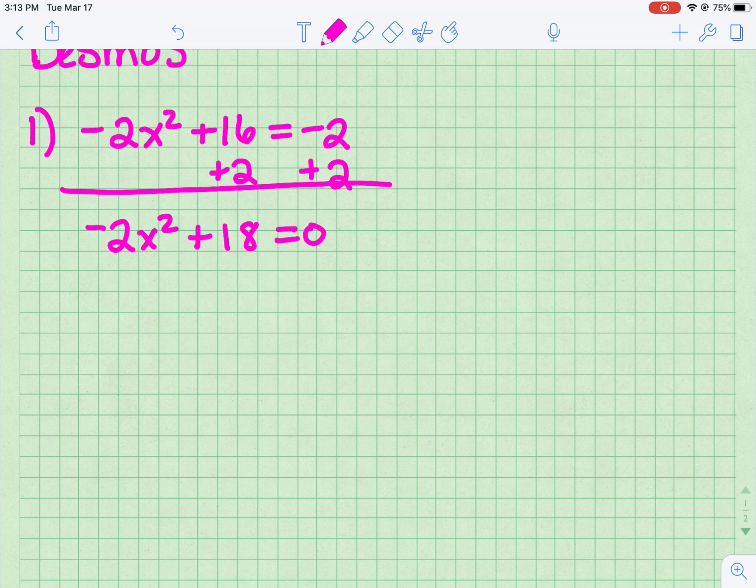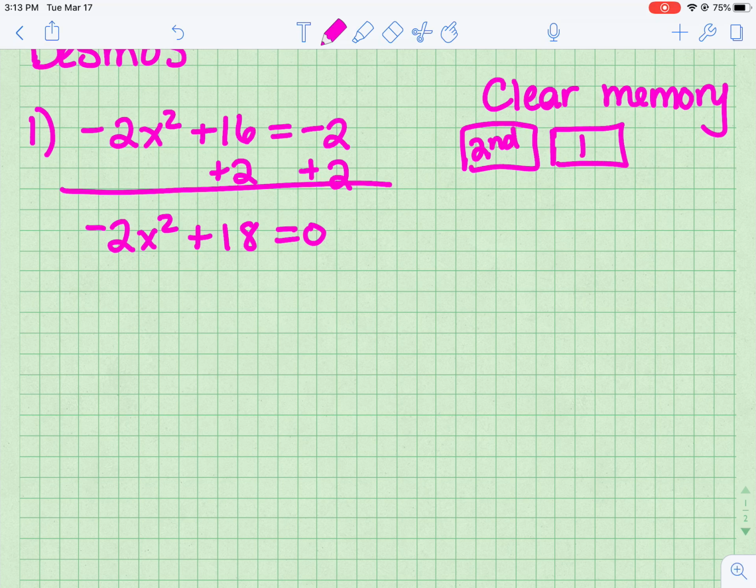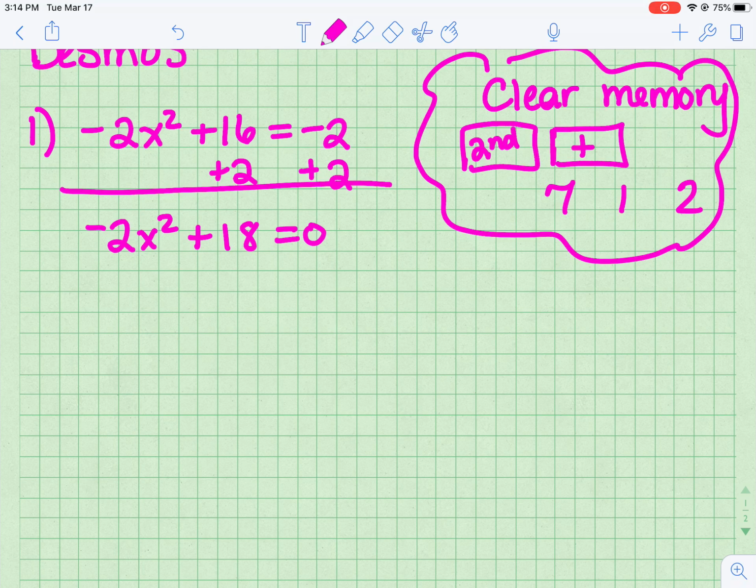All right, now if you haven't done so on your graphing calculator, you can clear the memory. This is kind of your own personal choice how often you clear the memory. To clear the memory, you would go second plus 7, 1, 2. Okay, so that's if you need to clear your memory, your choice. I'm going to go to y equals, and this should be something, we've done this enough in class, I'm not going to take too much time putting in the equation. And we're going to put in negative 2x squared plus 18.